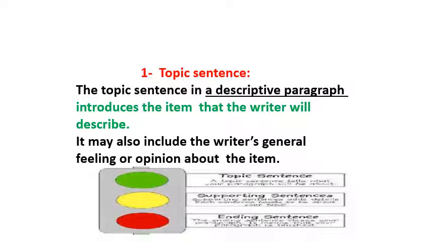The first part of the paragraph is the topic sentence. What is a topic sentence? The topic sentence in a descriptive paragraph introduces the item that the writer will describe. It may also include the writer's general feeling or opinion about the item. So it is the general feeling or opinion. What is the opinion of the writer of the descriptive paragraph?